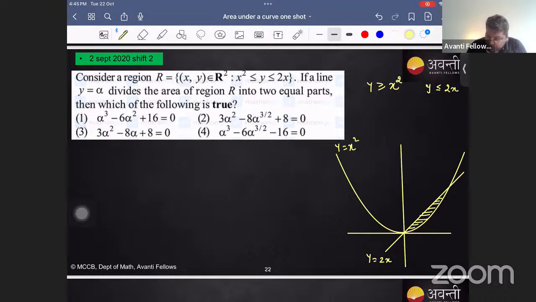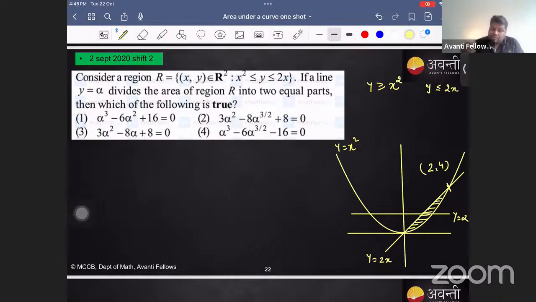All right. Now there is a line y equals alpha, which is dividing this region R into two equal parts. Got it? This line y equals alpha is dividing the region into two equal parts. If you solve, this point is going to be 2, 2. Sorry, 2, 4. This point is going to be 2, 4. Correct?